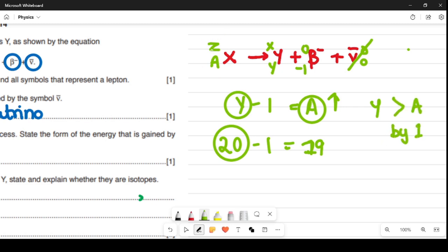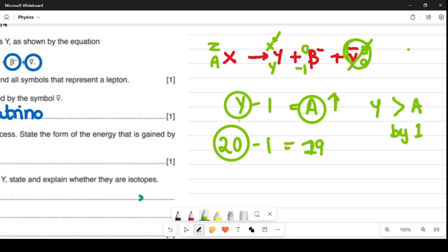Let's come to the mass numbers. Y will be having one less neutron. Why? Because you have one more electron anti-neutrino. Since your mass number is changing, we could have said, okay, maybe X and Y are isotopes. But because your Y and A are not the same, they cannot be isotopes.